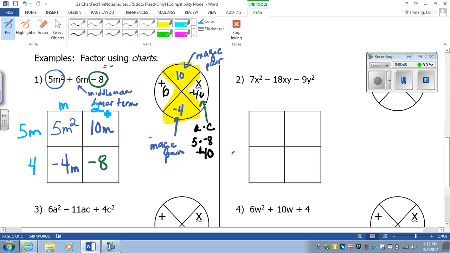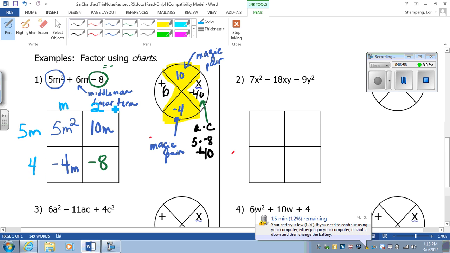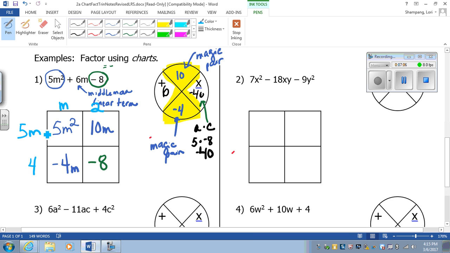So what we need to do is just double check this and make sure that our signs are right. You never want to end this until we've looked at the signs. So 5m times m is 5m squared, so I'm okay with that. 5m times 2 is 10m, so I'm okay with that. 4 times m is not negative 4, so we need to make the sign of this 4 negative. Now let's see what happens here. Negative 4 times 2 is negative 8. So I agree with all of my terms in the box and all of the factors.